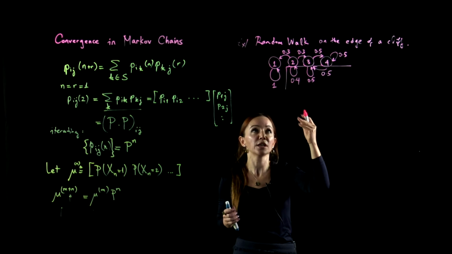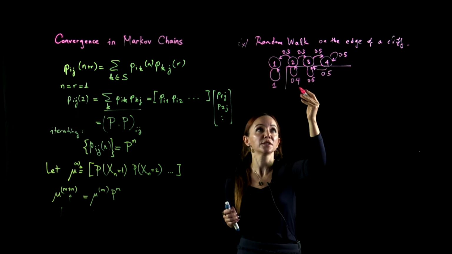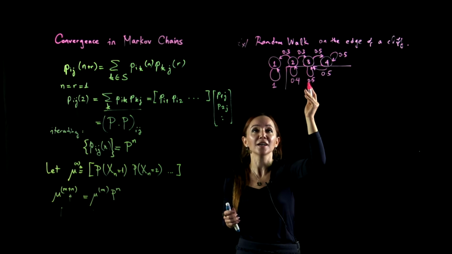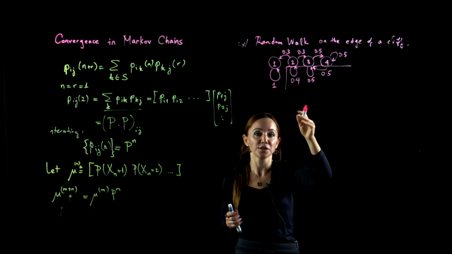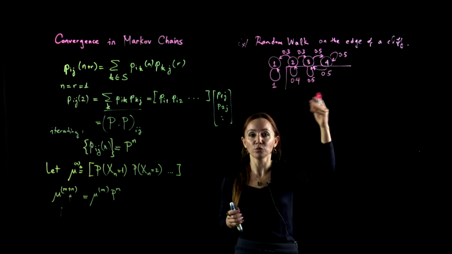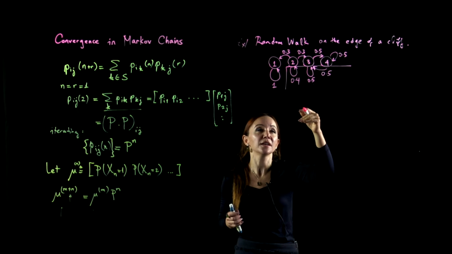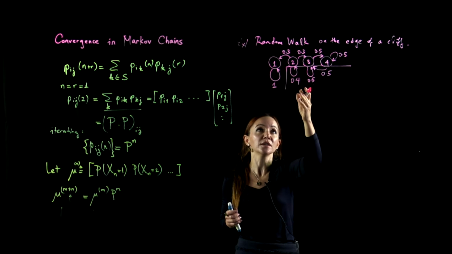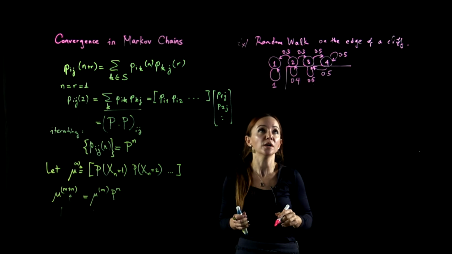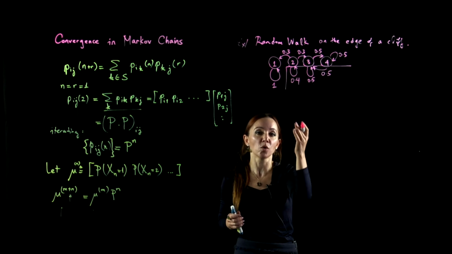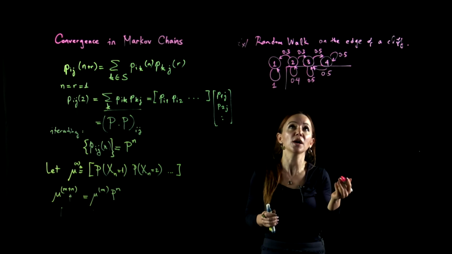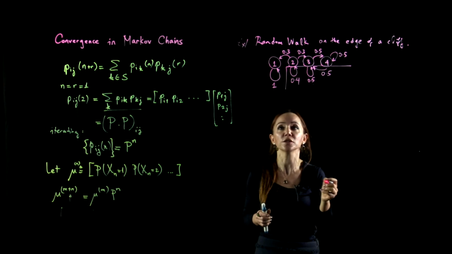For example, given that the particle started in a particular state, what is the probability that it will fall off the cliff? What is the probability it will never fall off the cliff? How long does it take, given that it started in a certain state, to fall off the cliff? Or does it matter what state it starts in, etc. So let's try to answer some of these questions.